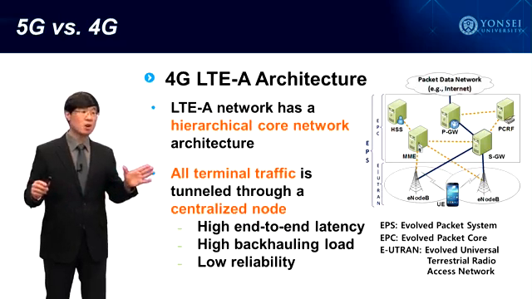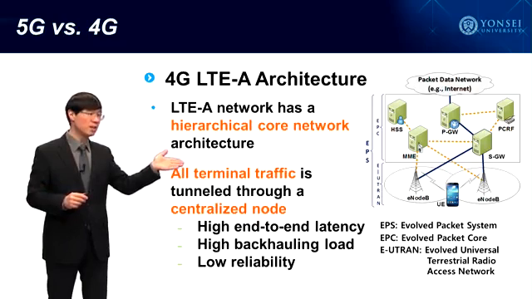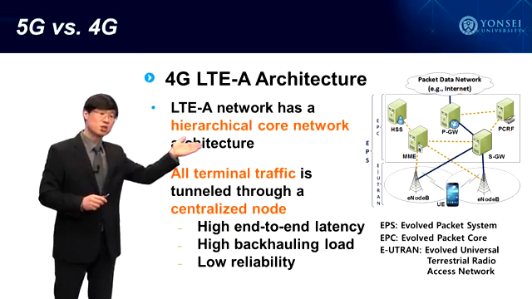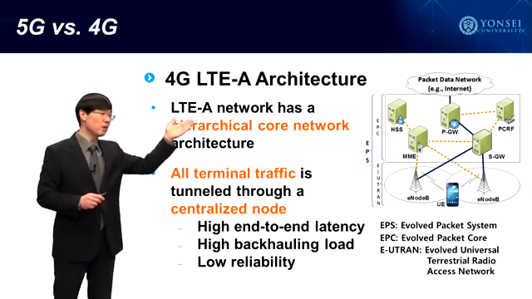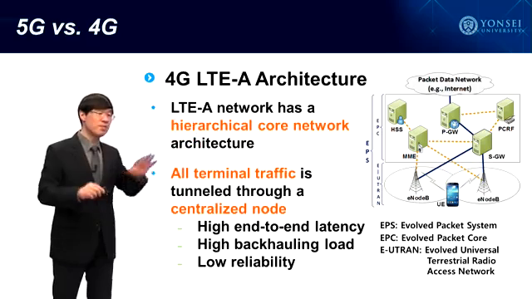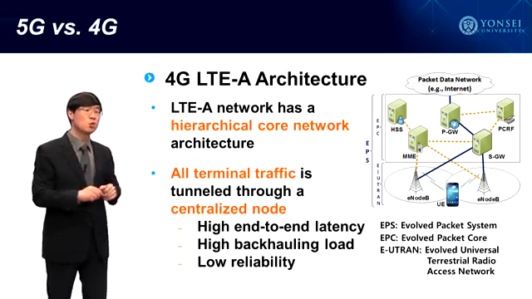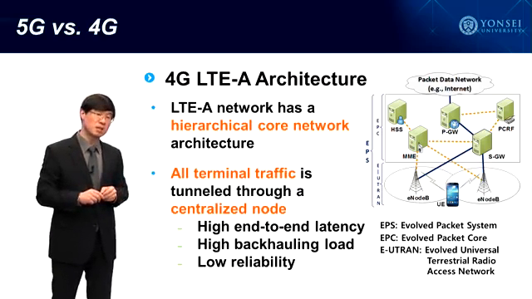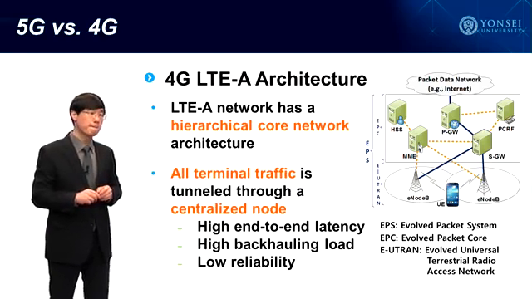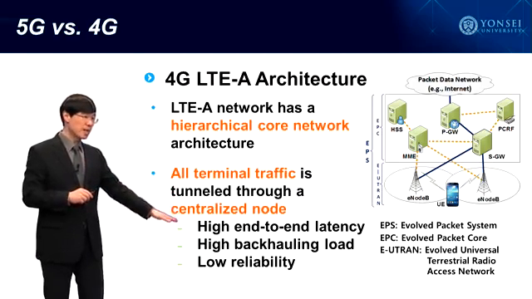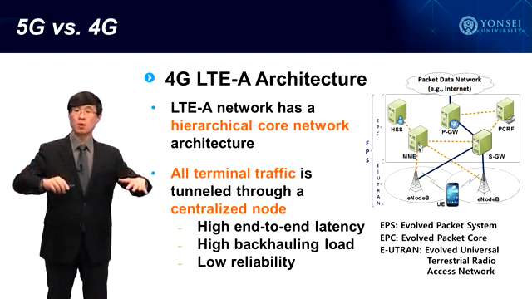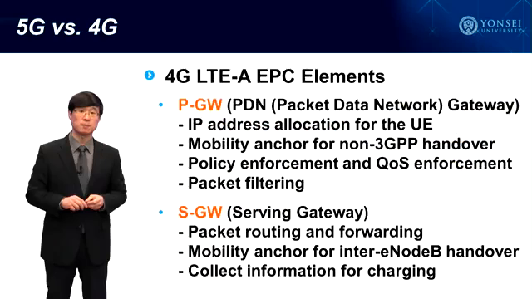Now, in this architecture, all terminal traffic is tunneled through centralized nodes, such as the serving gateway or the PDN gateway that we have up there. And these are controlled through the support of the MME, HSS, and PCRF modules. High end-to-end latency, high backhauling load, and low reliability are some of the results that could come when these networks are overloaded with too many users.